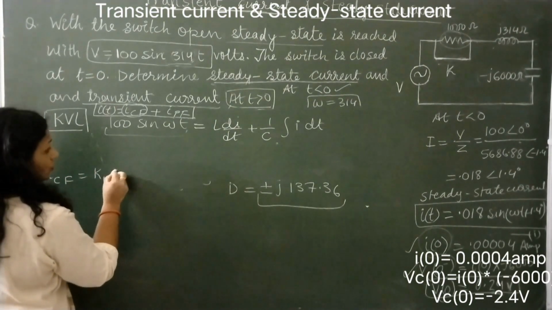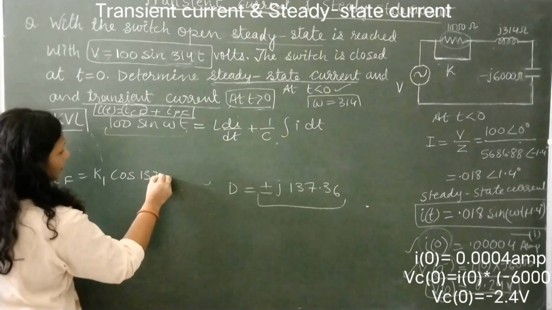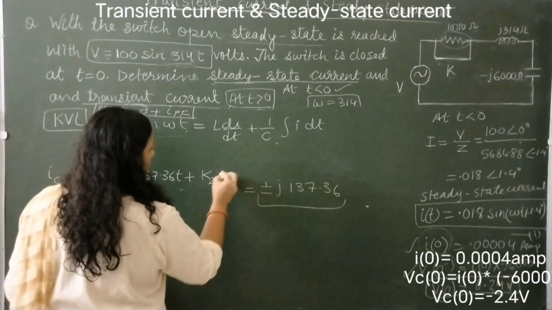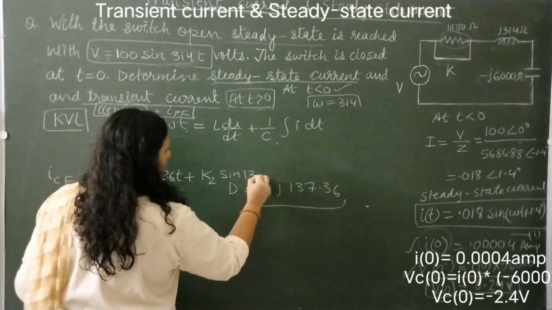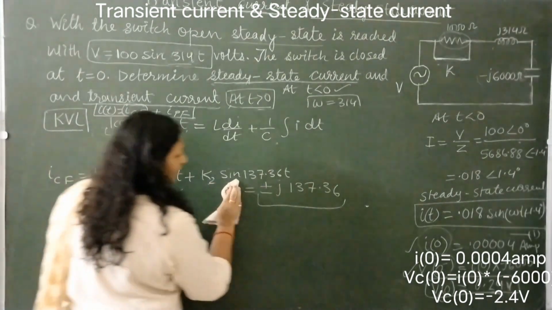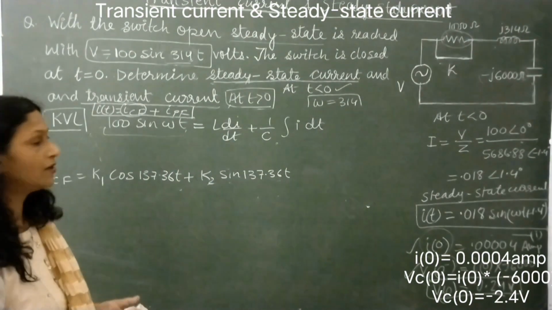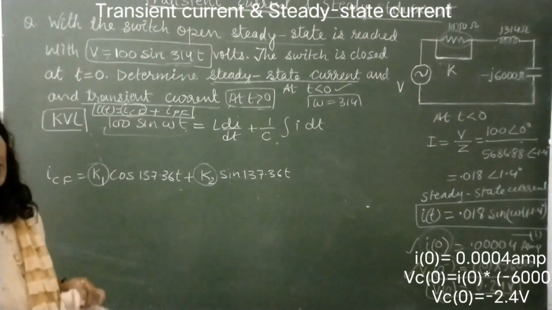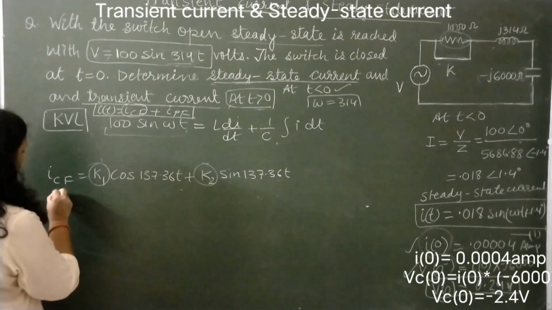K1 cos 137.360 प्लस K2 sin 137.360. ओके, तो ये हमने जो फैक्टर्स निकाले थे उनकी हेल्प से हमने ICF फाइंड आउट कर लिया. अब हमें ये दोनों फाइंड करने हैं जो हम इनिशियल कंडीशन की हेल्प से फाइंड करेंगे. अब हम देखते हैं IPF क्या होता है.